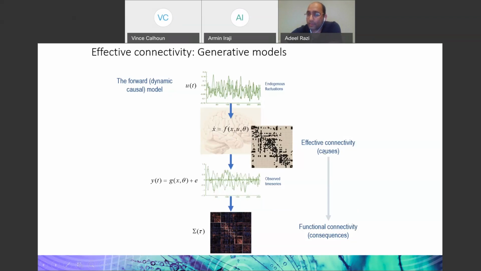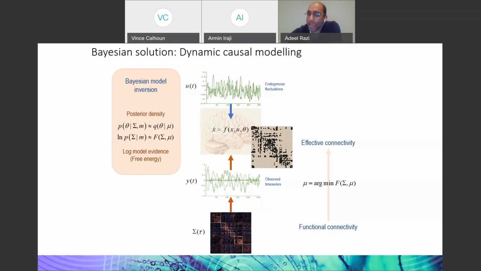However, remember that this mapping is not one-to-one, it is many-to-one. It's an ill-posed problem, as I was talking about before. Okay, so this is a generative model, but in practice, what we have is the other way around. We have the BOLD signal or the functional connectivity, and from this we want to infer what was actually happening inside the brain.